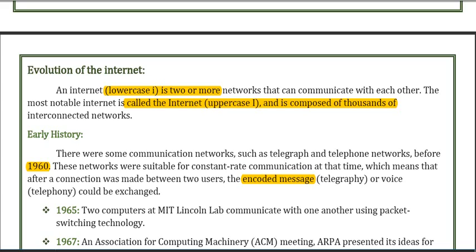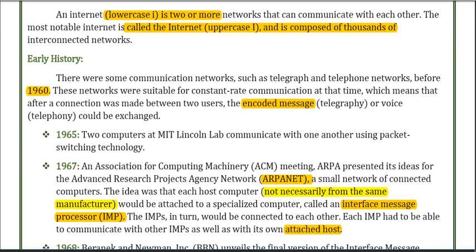An internet with a lowercase i is two or more networks that can communicate with each other. The most notable Internet is called the capital I Internet, which is the uppercase I, and is composed of thousands of interconnected networks. That means if you connect two PCs in your home, that will be denoted as the lowercase i internet, and if you are connected with a broadband connection to the Internet, that can be denoted as the capital I Internet. The history of the Internet is given here.